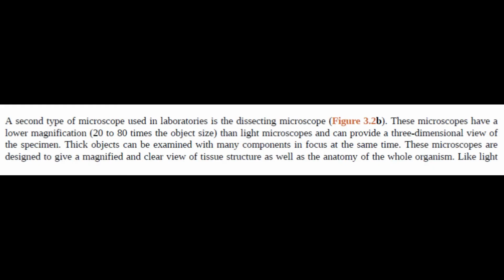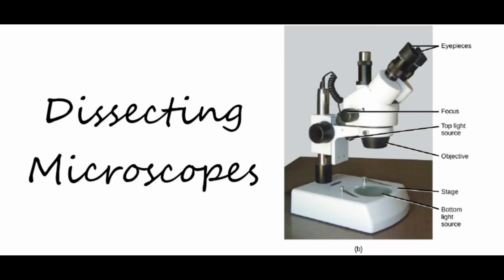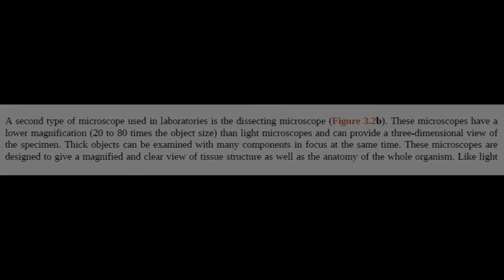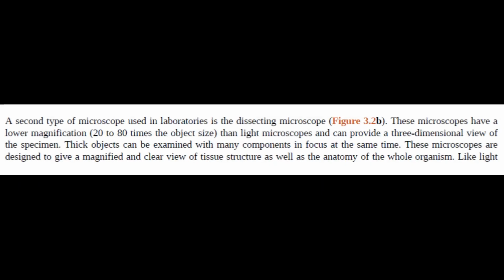A second type of microscope used in laboratories is the dissecting microscope, figure 3.2b. These microscopes have a lower magnification, 20 to 80 times the object size, than light microscopes, and can provide a three-dimensional view of the specimen. Thick objects can be examined with many components in focus at the same time.